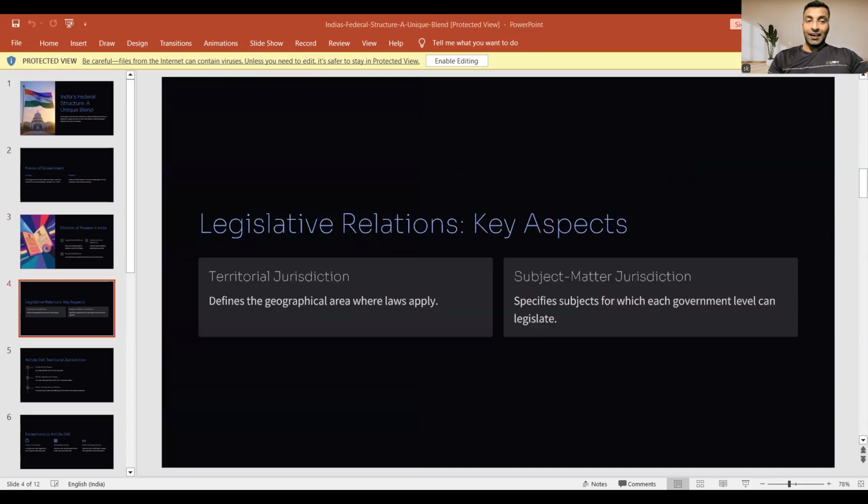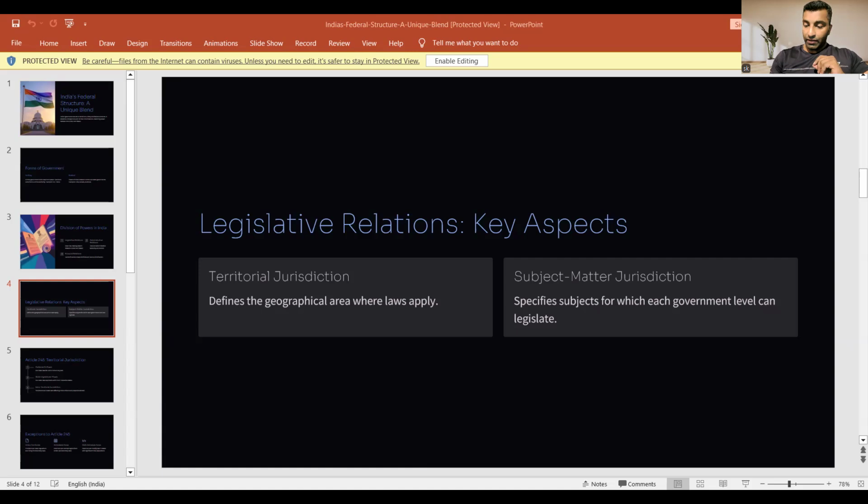The legislative relations between the center and the state can be divided into two aspects: territorial jurisdiction and subject matter jurisdiction. Territorial jurisdiction defines a specific geographical area where the law applies. Subject matter jurisdiction specifies the types of subjects or the areas for which each level of government has legislative power. Let's examine both of these aspects, starting with territorial jurisdiction, which is covered under Article 245.